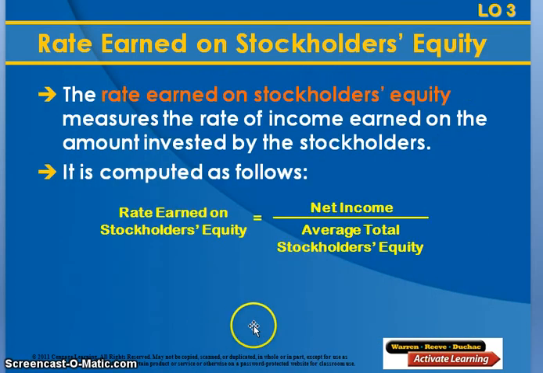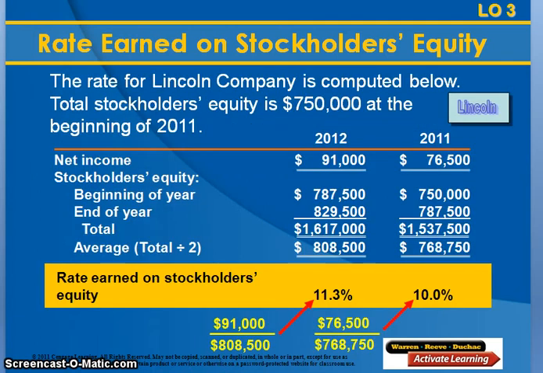Now, the rate earned on stockholders' equity. So you've got net income divided by average total stockholders' equity. So how much money is being earned based on the amount provided or invested by the stockholders. Here you're taking net income. You're not adding back the interest expense in this equation though. You're taking net income and dividing it by average stockholders' equity. So again, beginning of the year plus end of the year, that total divided by 2. So the rate earned on stockholders' equity is 11.3%, and this number being higher than last year at 10% is showing improvement.